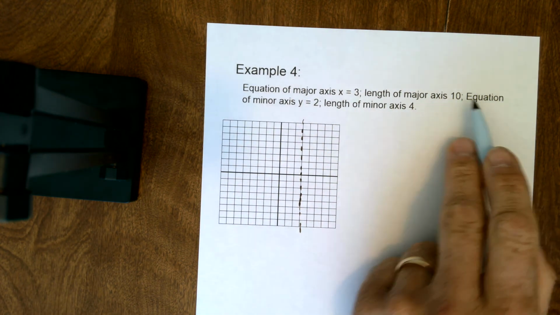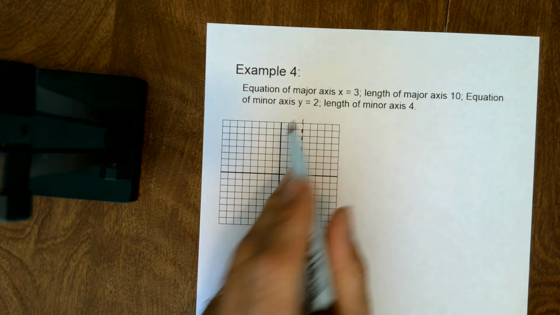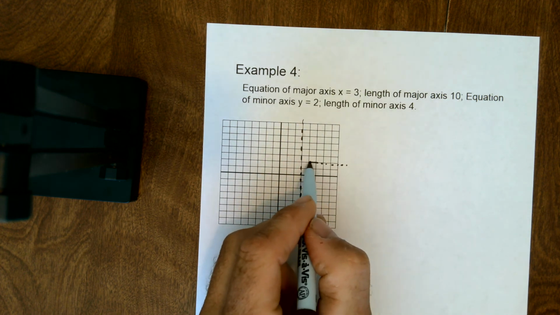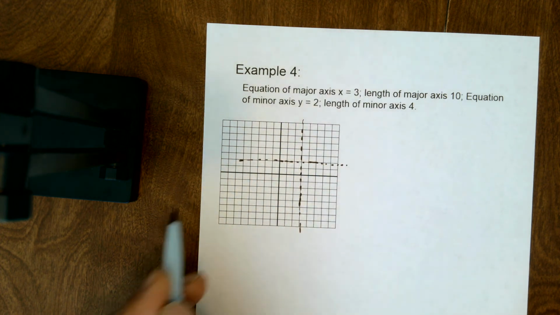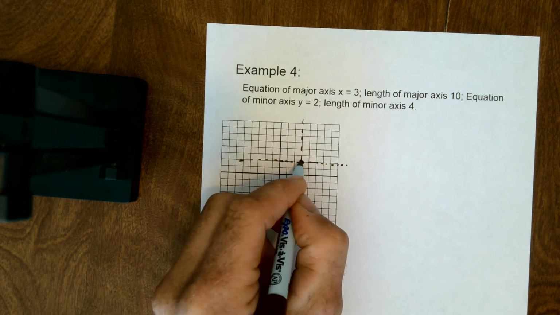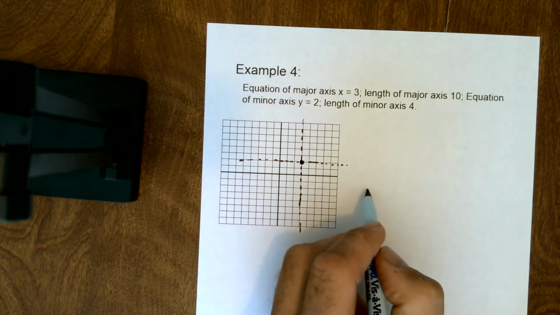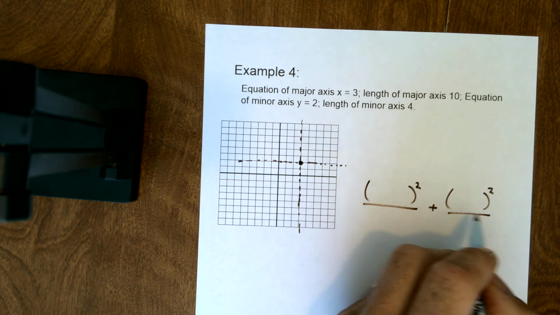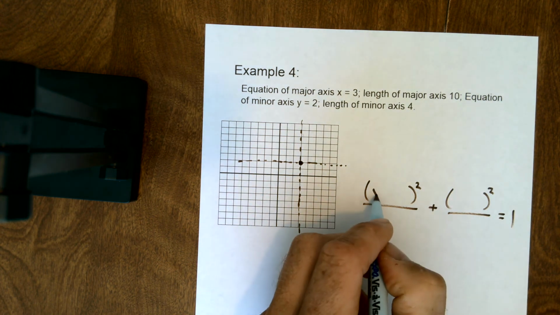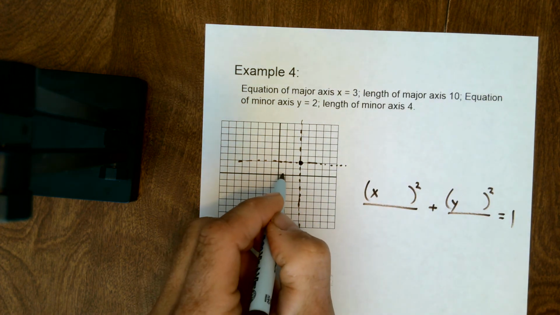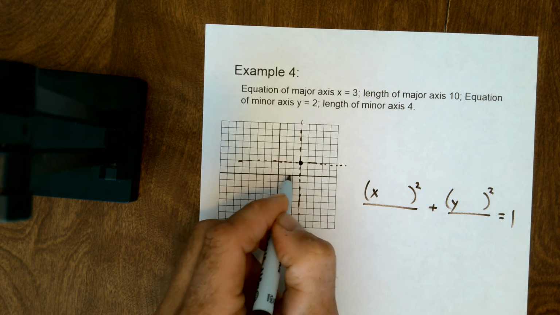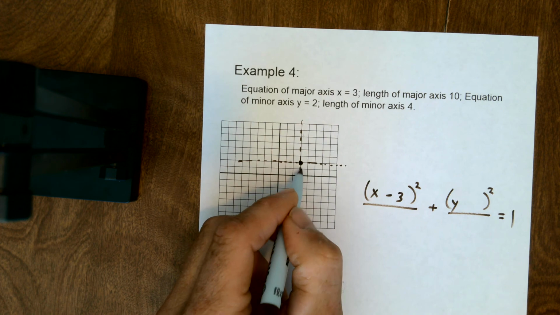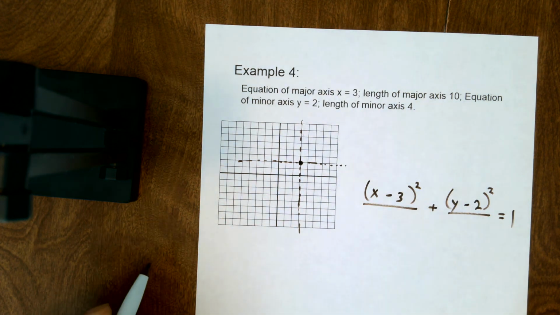But notice we're given the equation of the minor axis. The minor axis is y equals 2. So y equals 2 is going to go through here. Where these two intersect is going to be the center of my ellipse. So now I can go ahead and set up my general form of this ellipse. So I know that x is going to be x minus 3, and then 2 is going to be the y value, so I'm going to have y minus 2.